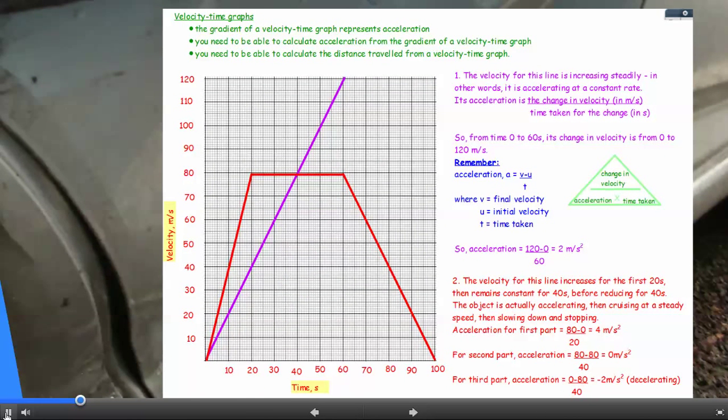So let's have a look at these two lines then. If you look at the pink line, you can work out the velocity and you can work out the time. So have a go at calculating the acceleration from the pink line. And then the red line, what's happening there? You've got the gradient going up, then a steady line, and then the line coming back down again. So see if you can work out what's happening with the red line.